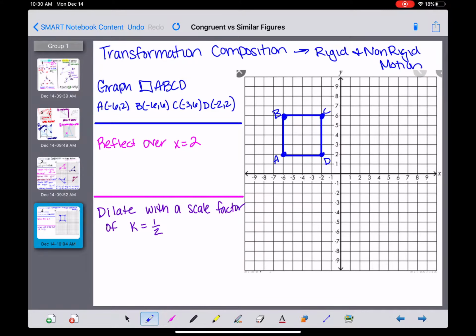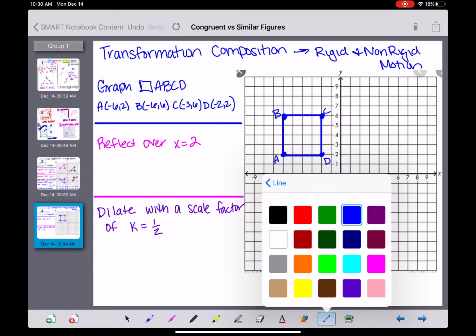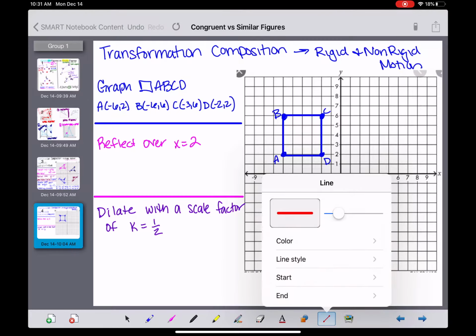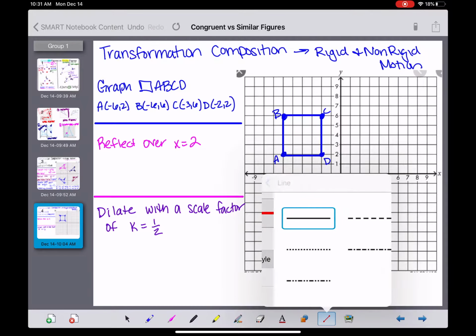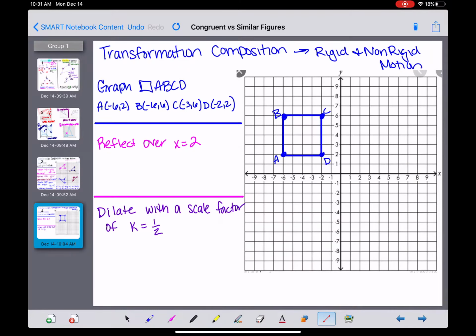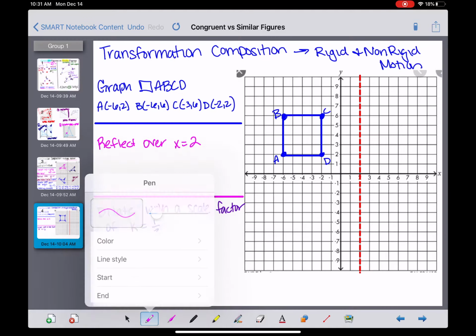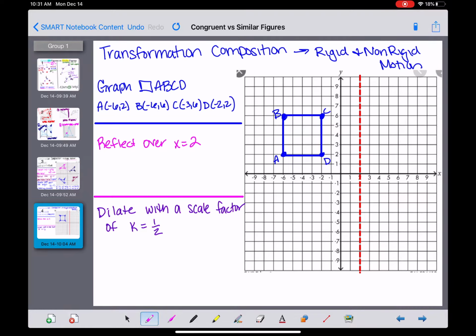So we're going to start off with square ABCD, and it is already graphed for you. The first thing we're going to do is reflect over the line x equals 2. So x equals a value is a vertical line, so I'm going to draw a vertical line to get my line of reflection. And then I'm going to count how many units to that line of reflection and continue in the opposite direction.